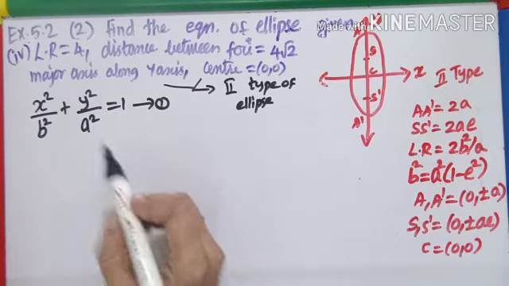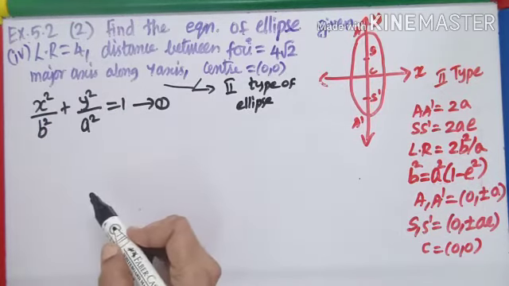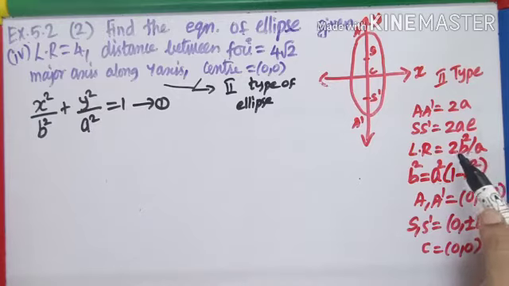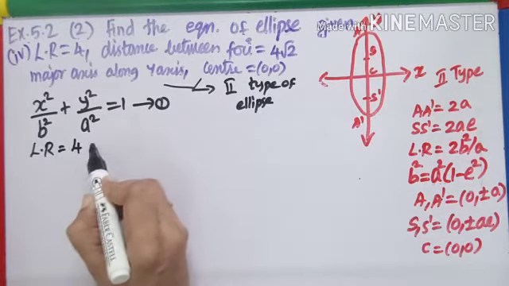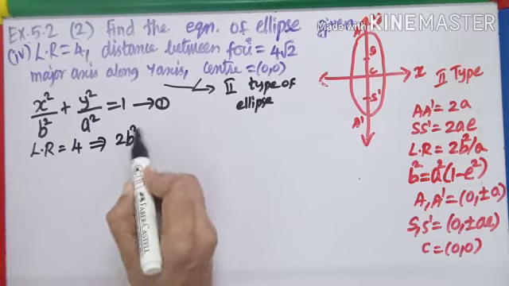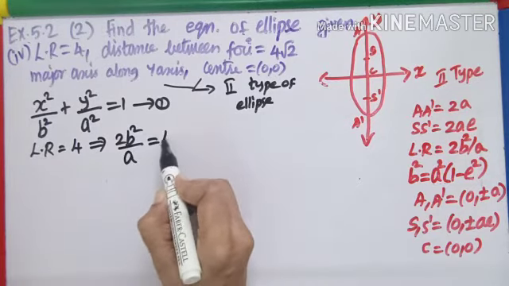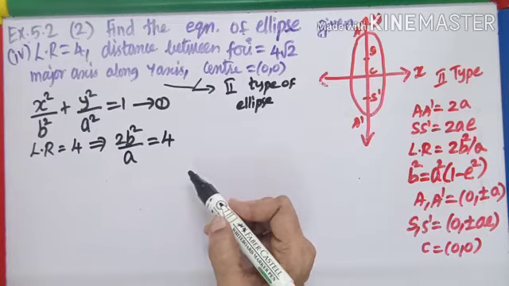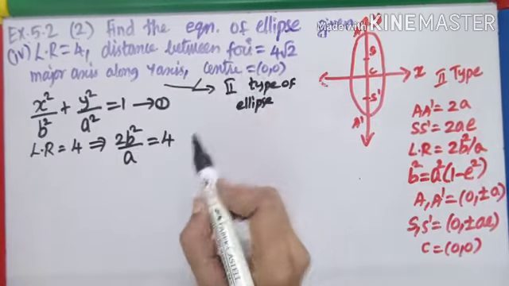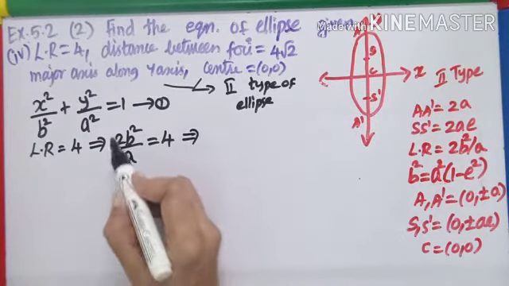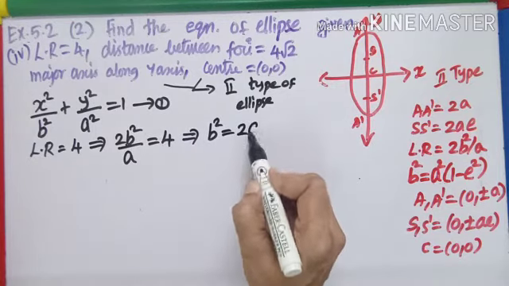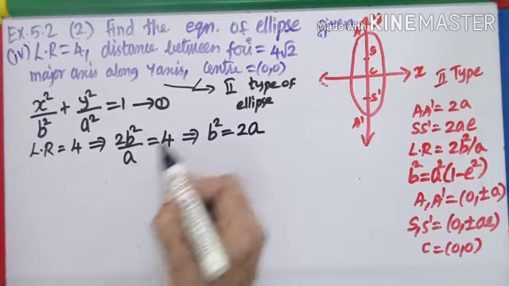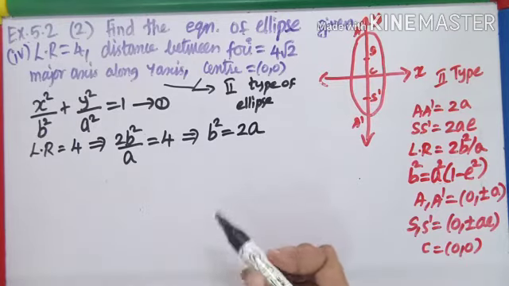The next step. Latus rectum length is 4. What is the formula? 2b square by a. So latus rectum equal to 4 implies 2b square by a equals to 4. This I can further cross multiply. 2 I can cancel, a I can cross multiply. B square is equal to 2a.